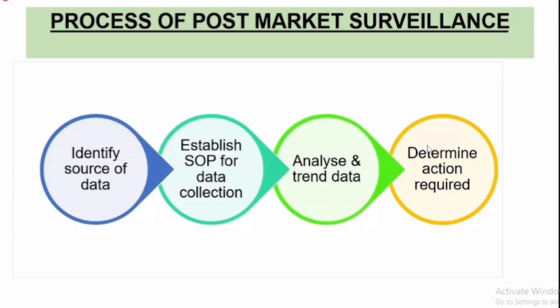So the process of post-market surveillance can be divided into these 4 parts. First is to identify the source of data. Like I said earlier, the source of data can be of different types. Then, based on the source of data, you have to establish an SOP for data collection. After collecting the data, you have to analyze the trend of the data. And finally, the action that needs to be taken is determined on the basis of the analysis obtained from the trend of data.